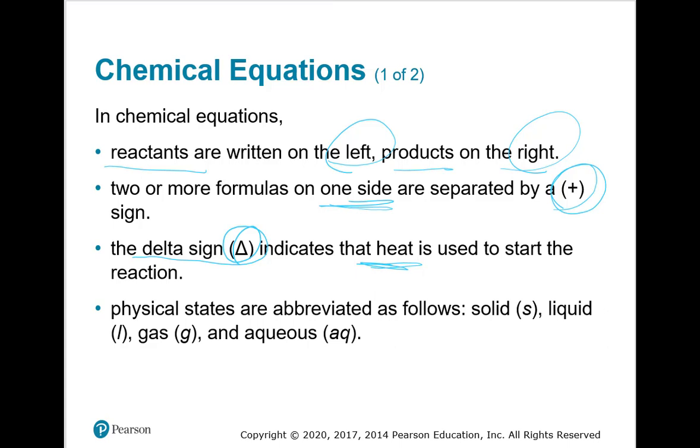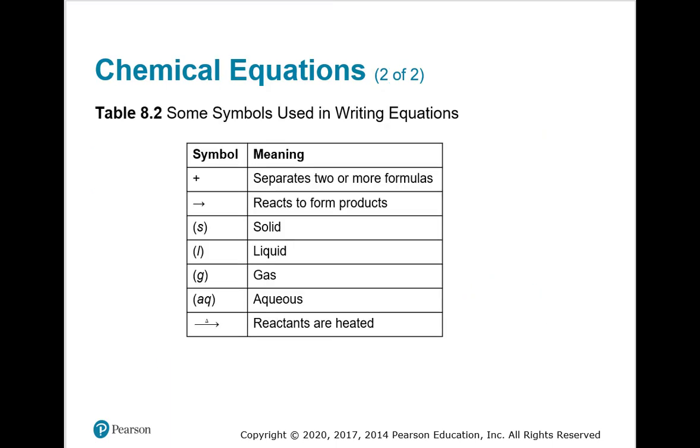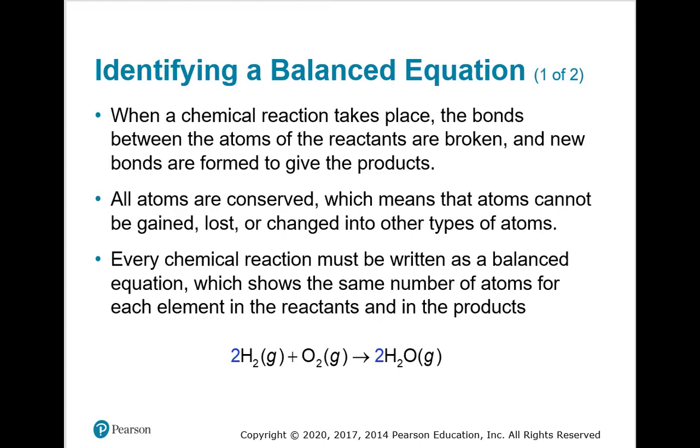And like we just showed in this last slide, when we had solid carbon and gaseous oxygen and gas carbon dioxide, physical states are abbreviated. Solid is S, liquid is L, gas is G, and aqueous is AQ. Here's a table to help us see that a little bit better. How to identify a balanced equation?